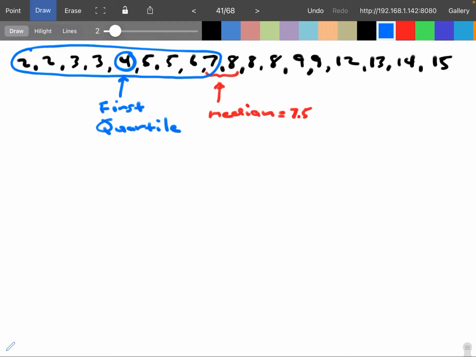Let me look at this thing real quick. Yep. All right. Then we do the same thing with the upper half of the data. So again, don't include the median. And then you got this upper half of the data here.